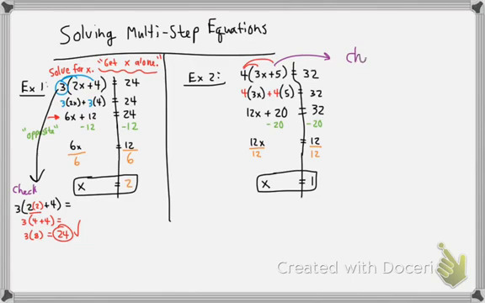I'm going to check. I'm going to write the original problem, but instead of putting in x, I'm going to put a 1 there, because that's what I think it is. If that equals 32, we are correct. We can move on. So 3 times 1 is 3. 3 plus 5 is 8. And 8 times 4 is, hey, 32. We are correct. Our answer of x equal 1 does work, okay?